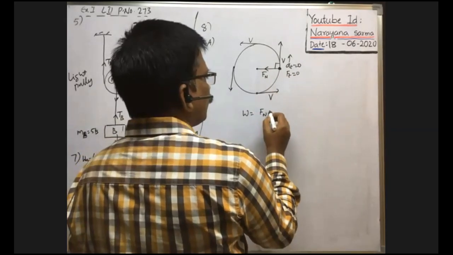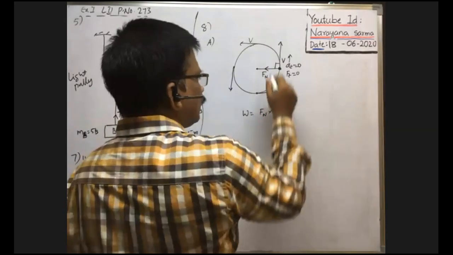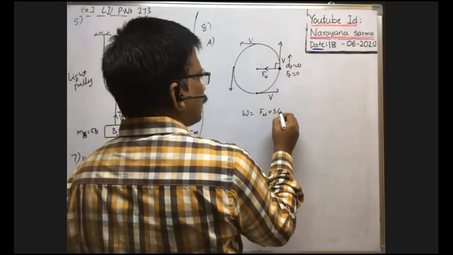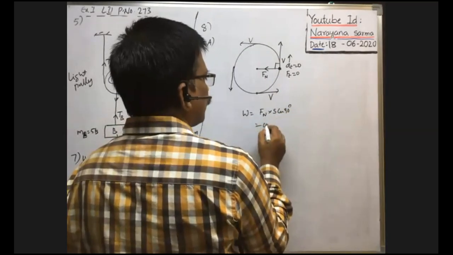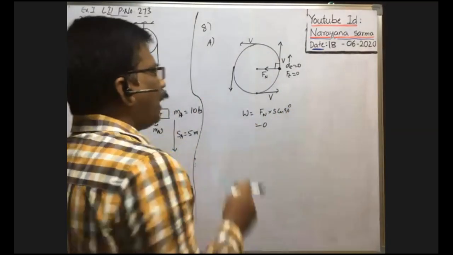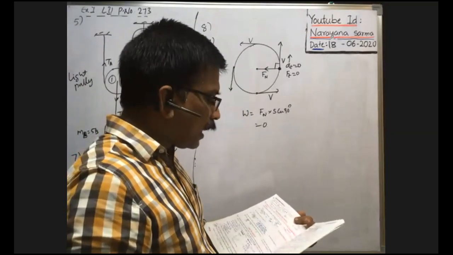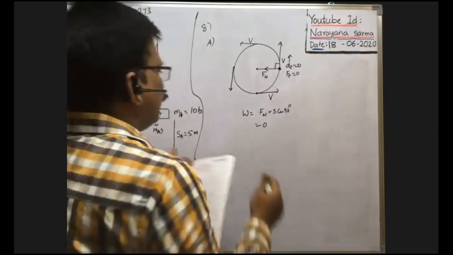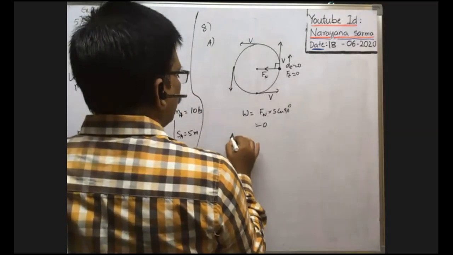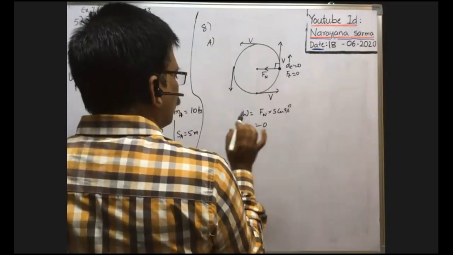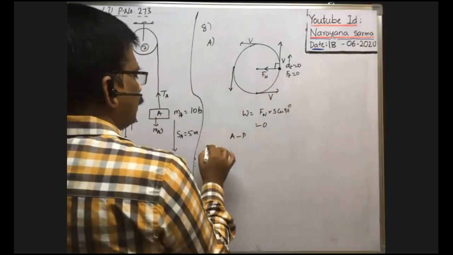Work done is Fn into displacement, which is along the direction of velocity, into cos 90. That's why it is equal to 0. So in column 1, work done is 0, and in column 2 it is given at P. At P, work done is 0. So A and P are matched.